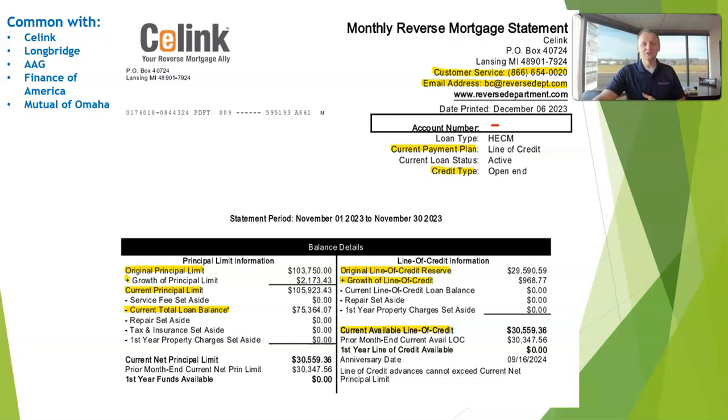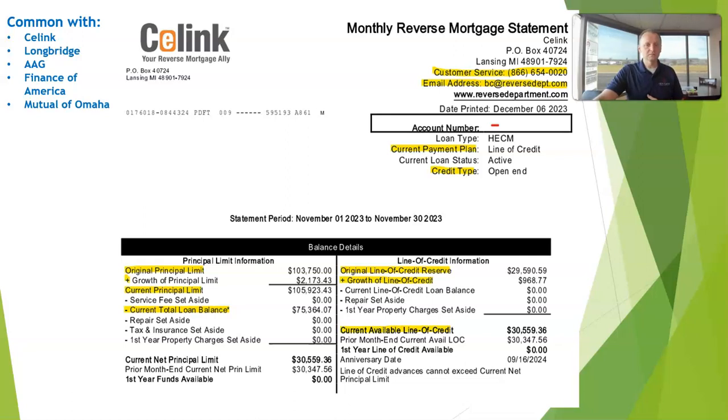But if you want to call your lender, here's how you do that. Up here in the upper right-hand corner, you have the customer service phone number, usually an email and a website. Going below that, you'll have your account number, which shows up here. I've whited it out for obvious reasons. And then this section right here will tell you what kind of a loan you have, whether it's a fixed interest rate or a growth line of credit. This is where that will show up.